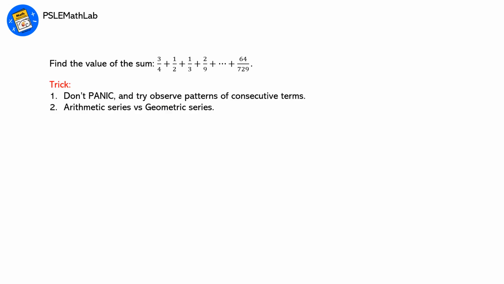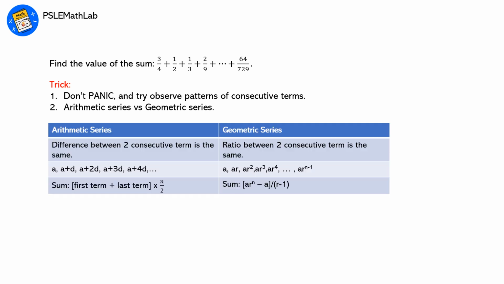Now let's go back to the tricks of this numeric manipulation question. From the previous derivation, we can tell the sum of the geometric series is ar to the power of n minus a, divided by bracket r minus 1, where a is the first term, r is the common ratio between two consecutive terms, and n is the number of terms.